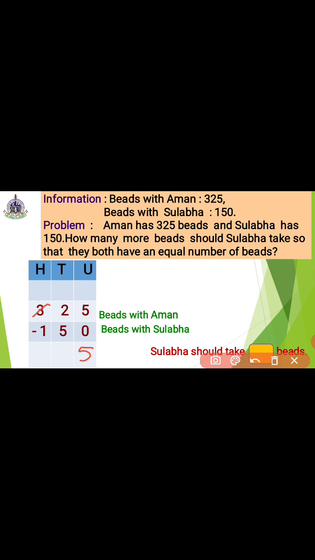100 from this 300, and these 2 tens will become 12 tens, and this 300 will become 200. Okay, students? Now we can subtract it. So 12 minus 5 is equal to 7. 2 minus 1 is equal to 1. So the answer is: Sulabha should take 175 more beads to have an equal number of beads with Aman. I hope you all are understanding the concept of borrowing in subtraction.